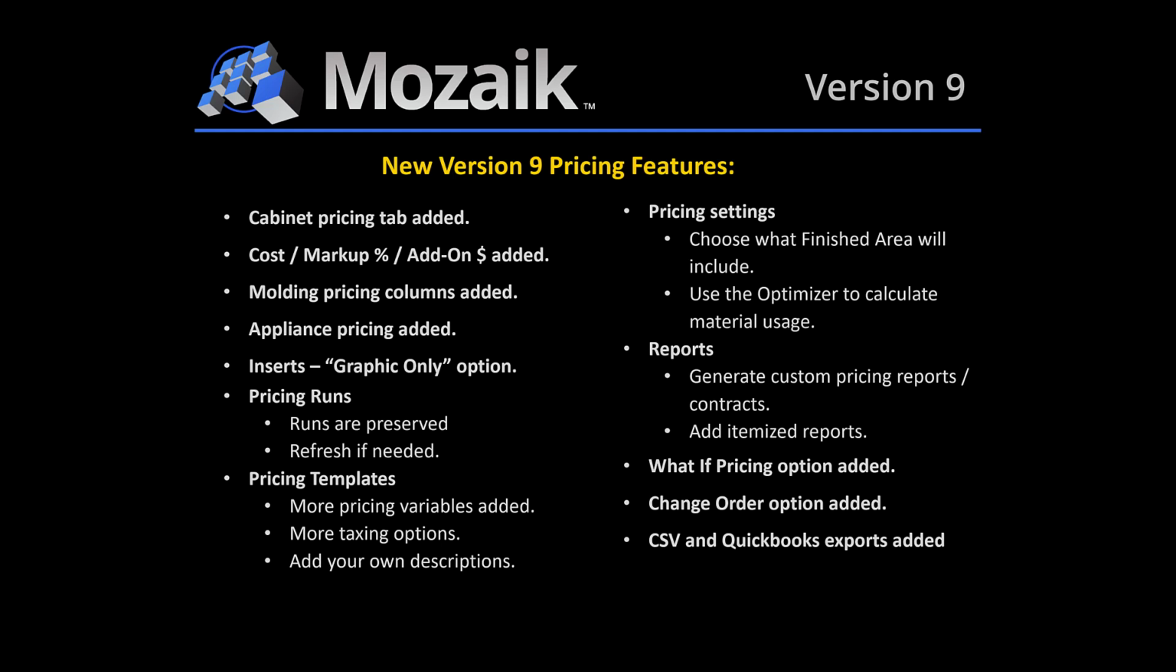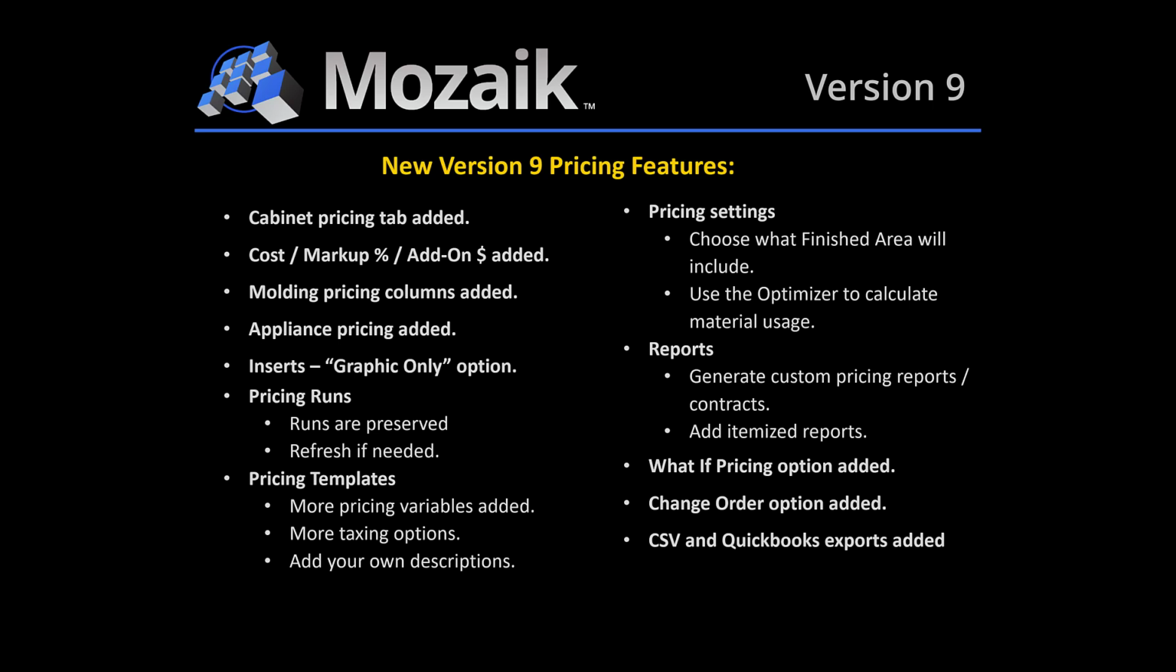A what if pricing option has also been added. That way you and a customer can go over what changing different settings, hardware items, material choices will do to the final price. If your customer chooses to accept, you can update all of the settings tabs in each room to these new choices. A new change order option has also been added. This way, after a pricing run has been generated, any changes to the job will be included in a change order separated from the rest of your run.